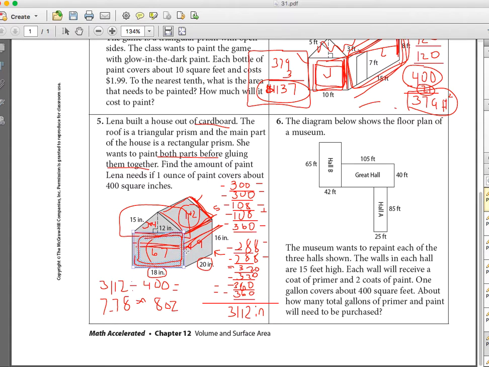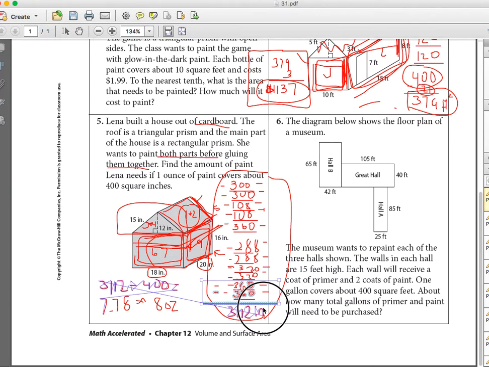I also have the side panels here, which are 20 and 16. So 20 times 16 is 320. And I wrote that twice because there's a left and a right. And then finally, the bottom and the top of the prism. You can't see those, but there is a bottom and the top. So 18 times 20 is 360 and 360. So when I added all of those together, I got 3,112 inches squared.